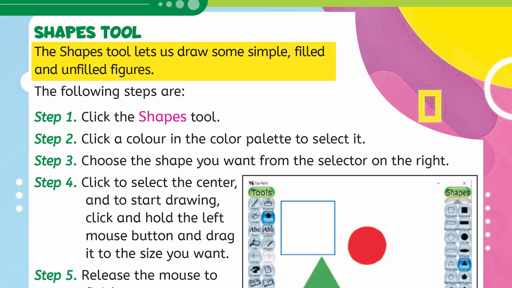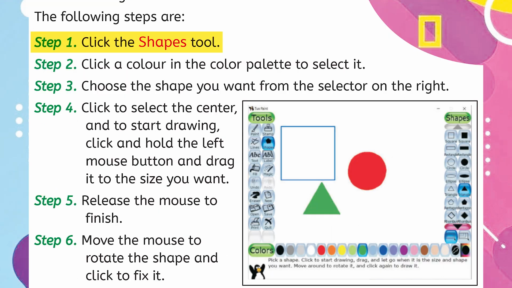The Shape tool lets you draw some simple filled and unfilled figures. The following steps are: Step 1. Click the Shapes tool. Step 2. Click a color in the color palette to select it. Step 3. Choose the shape you want from the selector on the right. Step 4. Click to select the center, and to start drawing, click and hold the left mouse button and drag it to the size you want. Step 5. Release the mouse to finish. Step 6. Move the mouse to rotate the shape and click to fix it.